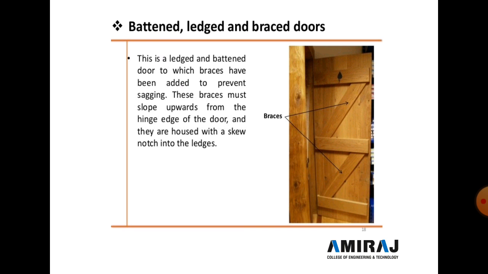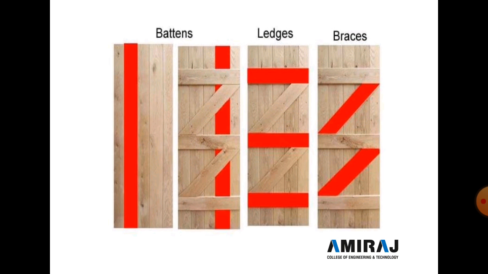Now here, what is brace? So brace is a vertical plank provided. Then after ledge is a horizontal plank is provided, and then after brace is inclined plank is provided to support or fix the door shutter.